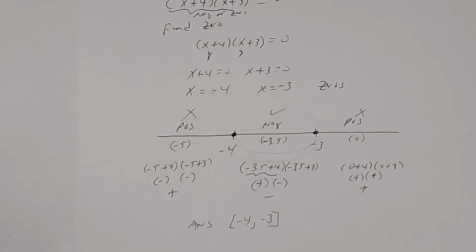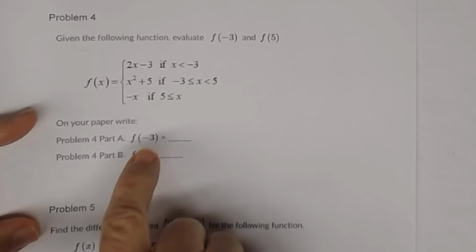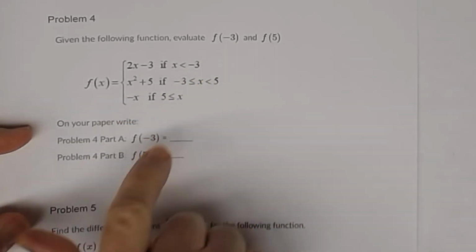All right, so that was number 3. Now let's go ahead and look at number 4. So number 4, we have this piecewise function right here. And this is an easy one, so that should have been easy points there. So you want to find f of negative 3 and f of 5. So let's go ahead and look at that.